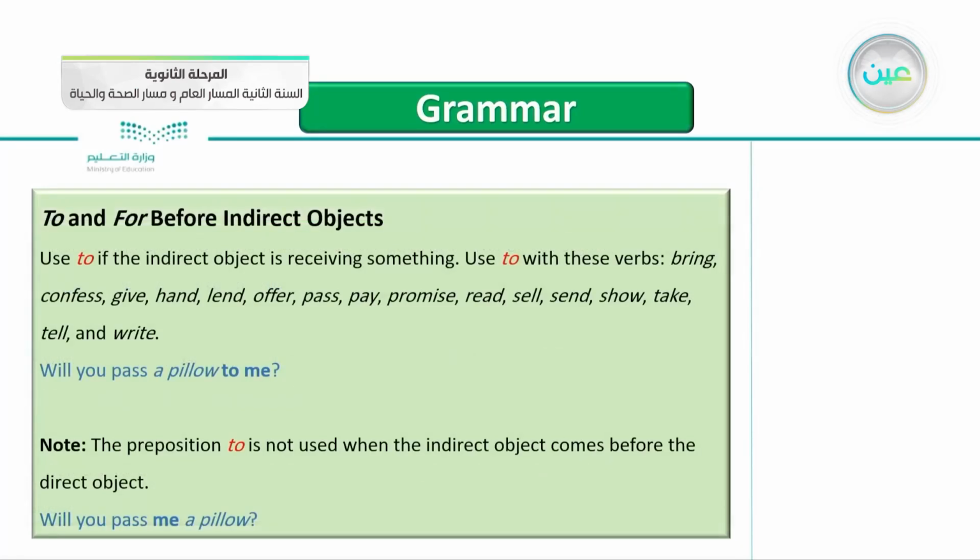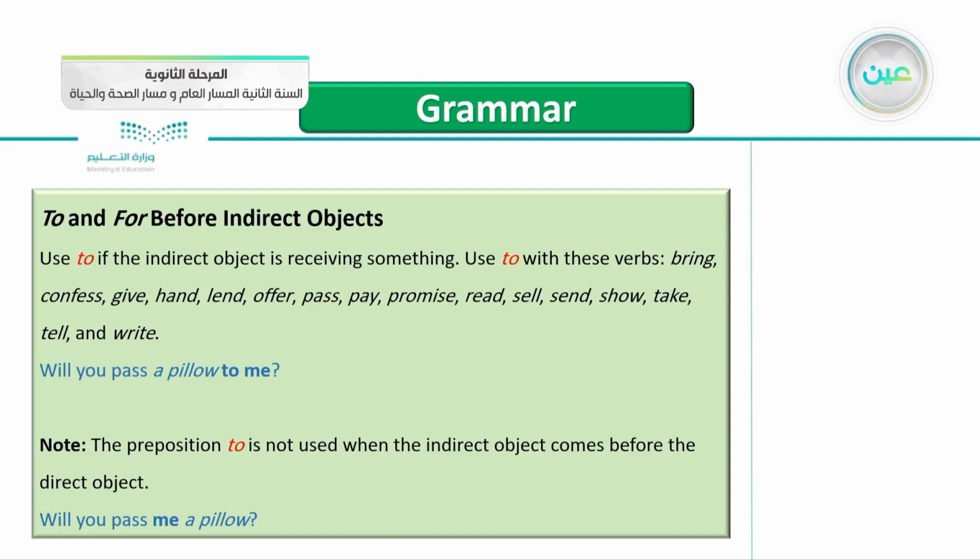To and for before the indirect objects. We use to if the indirect object is receiving something. Also use to with these verbs: bring, confess, give, hand, lend, offer, pass, pay, promise, read, sell, send, show, take, tell, and write. Again, we use to if the indirect object is receiving something, and we use it with these verbs.